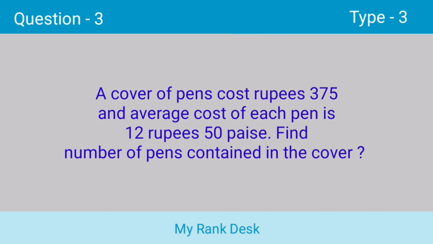Next question. A cover of pens costs rupees 375 and average cost of each pen is 12 rupees 50 paise. Find number of pens contained in the cover. Let's see how we can solve this problem. Here in this question, total cost and average cost are given and ask for the number of items. To find the number of items, divide total cost by the average cost. On dividing the total cost by the average cost, the quotient we get must be the number of items.